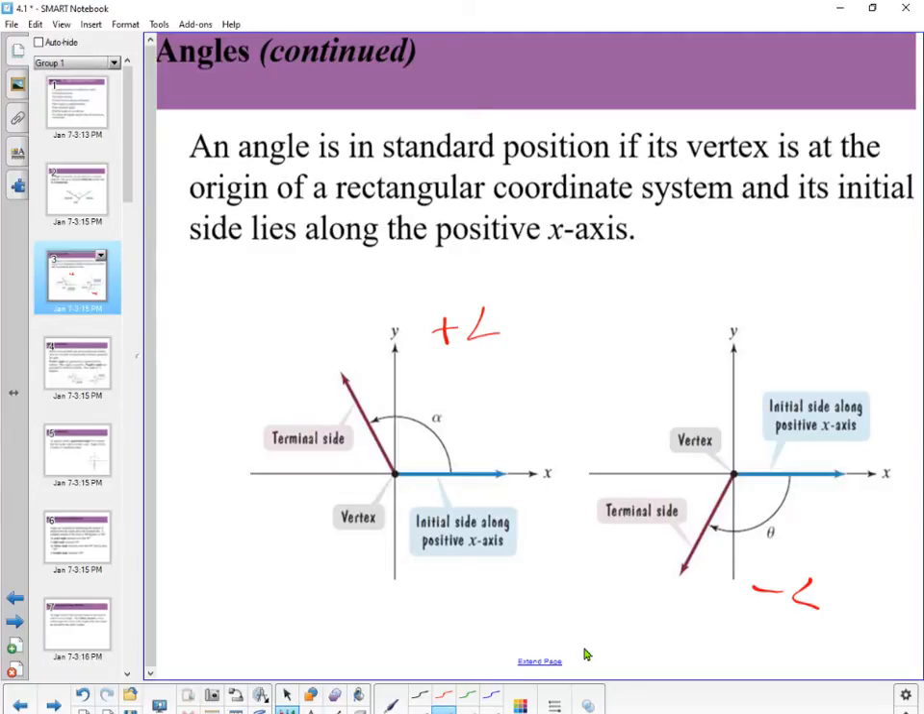So let's say that alpha looks like this, guys. I don't know if you can see it. Alpha, let's say alpha was 100 degrees. Let's say theta was equivalent in the negative direction. That would be negative 100 degrees.